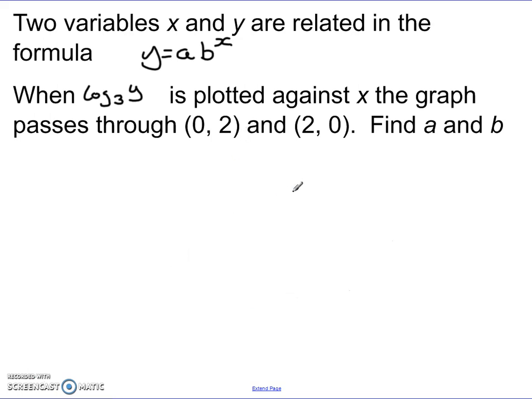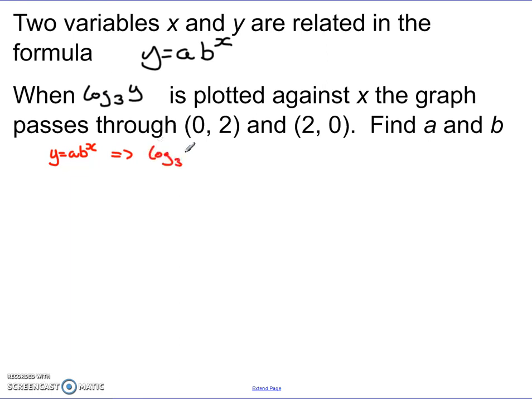So the first one, two variables x and y are related by that formula. Log to the base 3 of y is plotted against x. The graph passes through those points. Find a and b. So for this one, remember we take y equals ab to the power of x. And what we have to do, when log to the base 3 of y is plotted against x, is take log to the base 3 of both sides.